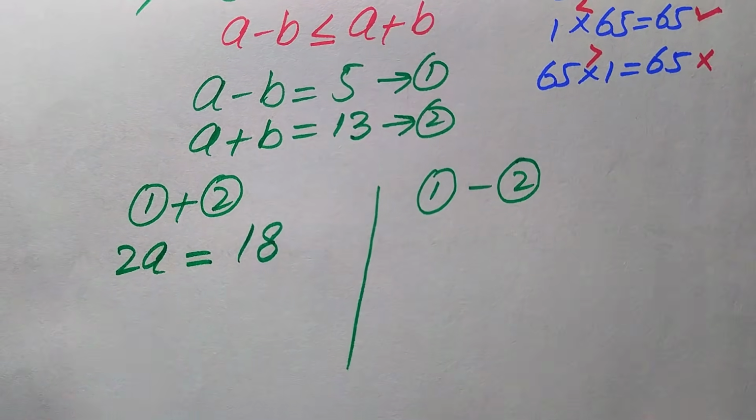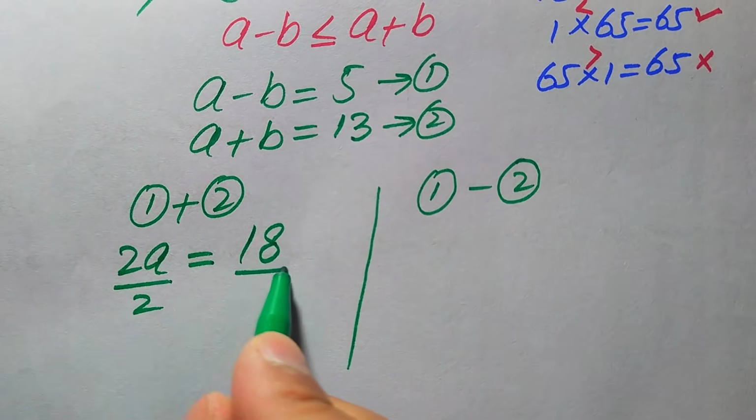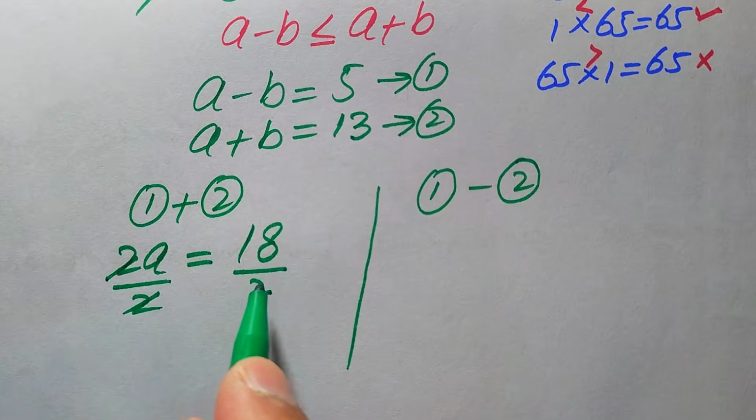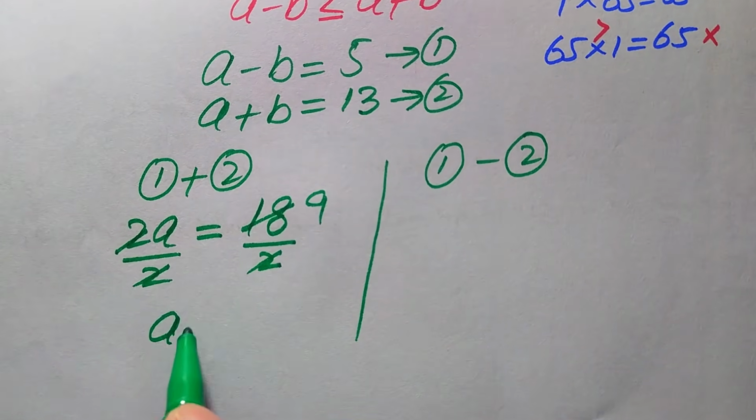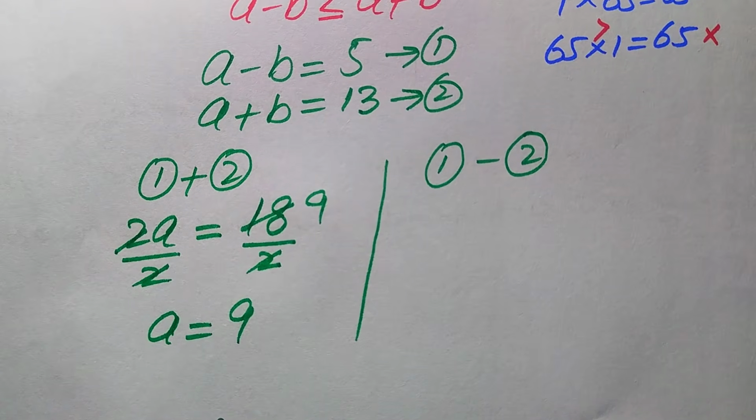And now for the value of a, we divide both of the sides by 2. This 2 and this 2 are gone, and we get here 2 times 9 becomes 18. So here we easily get the value of a is equal to 9.